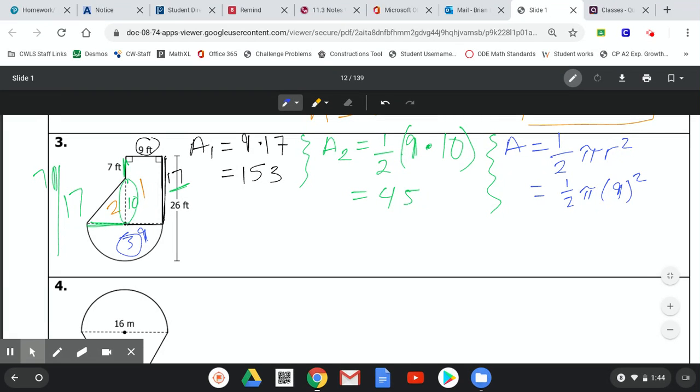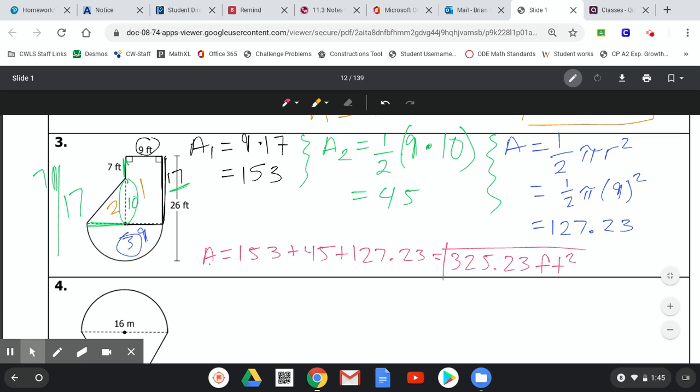All right, when we do this, it's going to give us 127.23. You plug it in your calculator, okay? Now, to find the total area, we are going to take all these areas and add them up. 153 plus 45 plus 127.23, and we get a final answer of 325.23. All right, so that is our final answer.